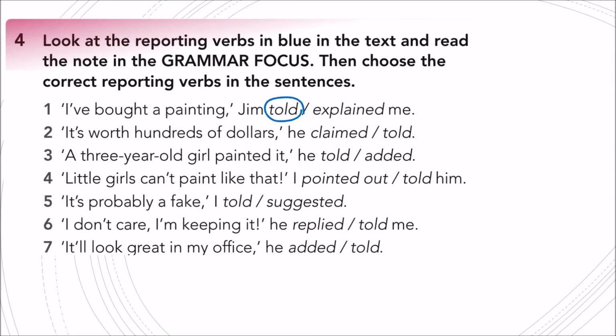Exercise 4. Choose the correct reporting verbs in the sentences. For each sentence, you have to choose a reporting verb between told and something else. So you know the biggest clue you can find is whether the listener is mentioned. If it's mentioned, we use told. You have 15 seconds.